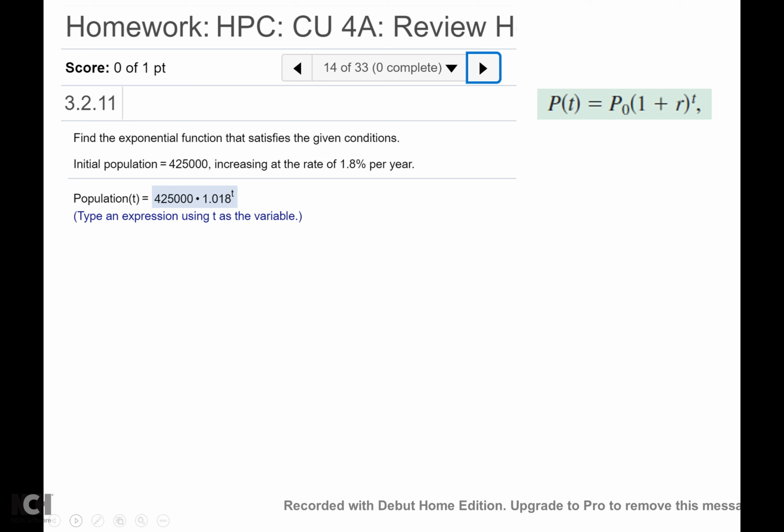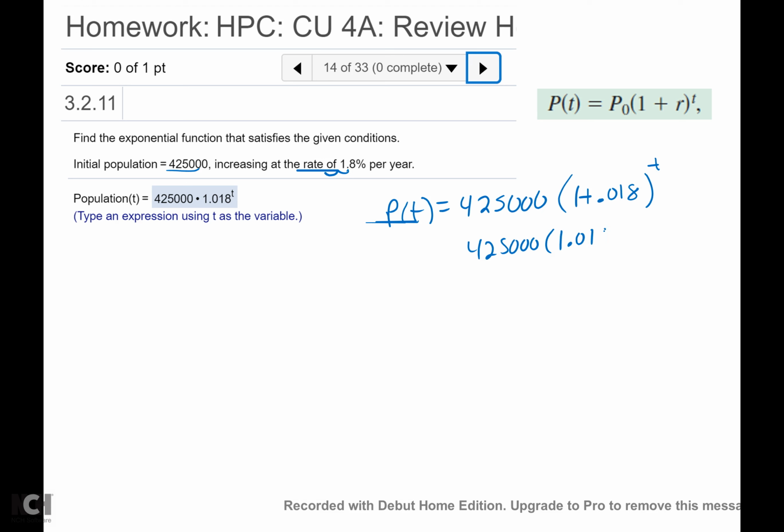It says find the exponential function that satisfies the given conditions. So I would have my initial population, p of t, equals 425,000 times 1 plus, and if I move this 2 places, that's 1 plus 0.018 to the t. And if I add those, I get 425,000 times 1.018 to the t. There's my function.